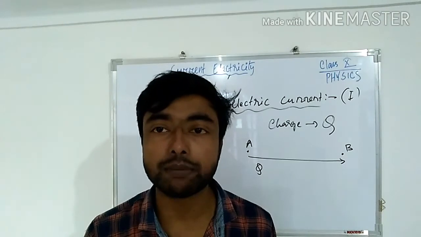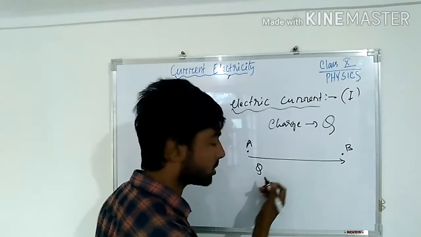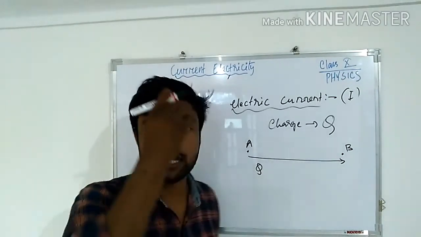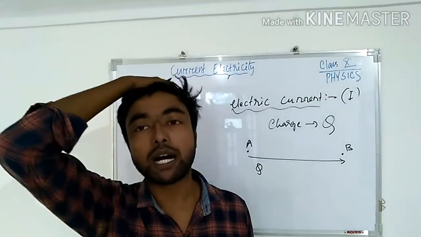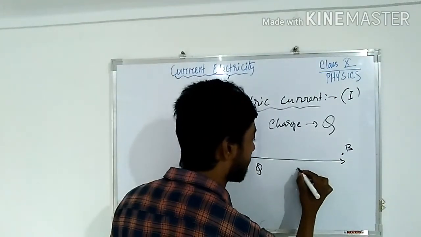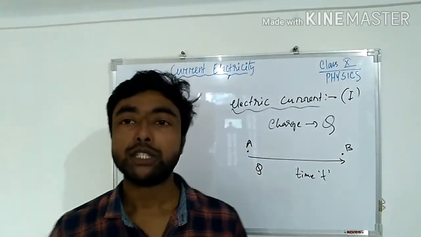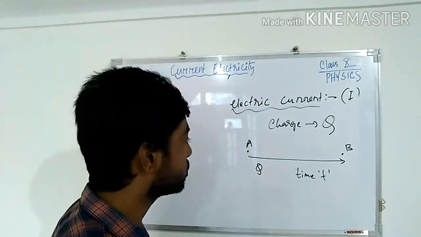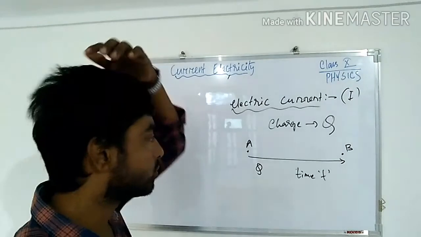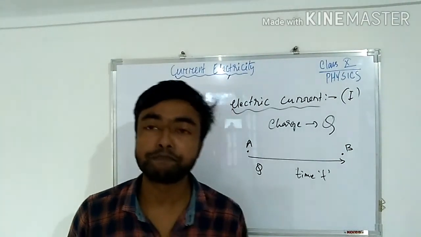It will take some time. Suppose Q amount of charge, Q coulomb, because coulomb is the SI unit of charge. So Q coulomb charge flows from A to B, and it has taken, suppose, T time to move from A to B. So what happened? The charge moved from A to B.